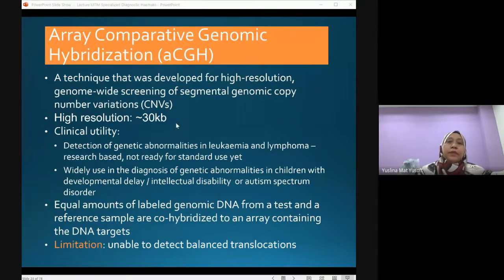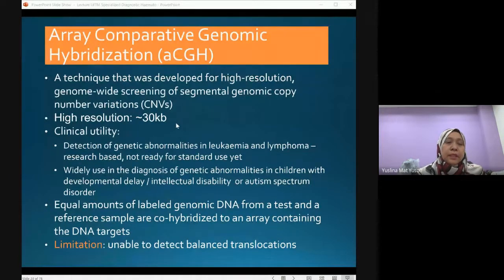Now we move to the array comparative genomic hybridization, or array CGH. This is a technique that was developed for high resolution genome-wide screening of segmental genomic copy number variations. It has a high resolution of 30 kb. The clinical utility is for detection of genetic abnormalities in leukemia and lymphoma. However, it is usually used for research, and it is not used in diagnosis yet in our country.